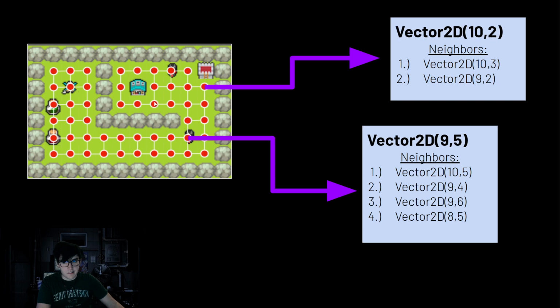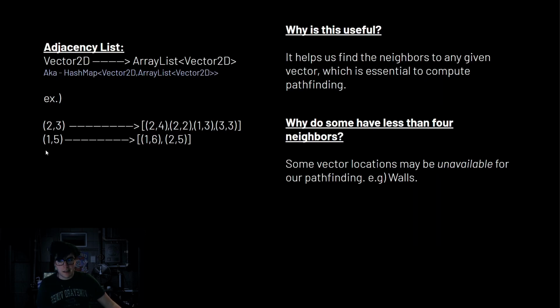As long as, say, this point right here, whatever it is, is in our hash map, then we also know that this maps to its list of neighbors, or its adjacent vectors. And that's represented more here. I talk a little bit about it.